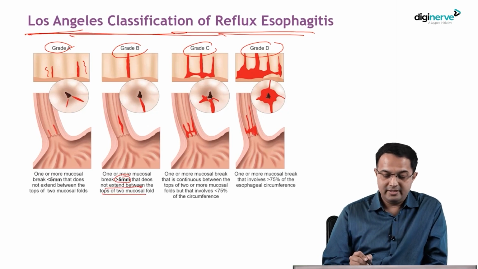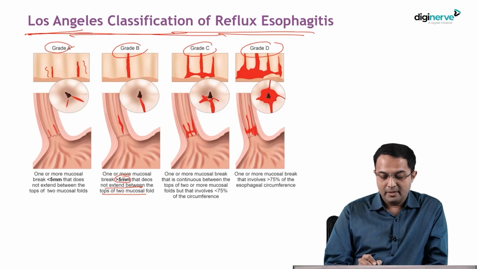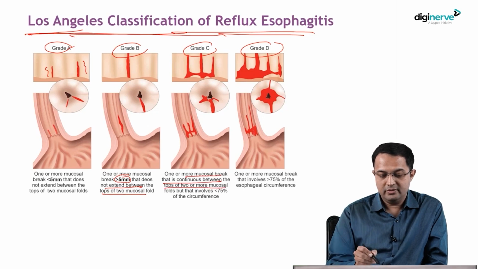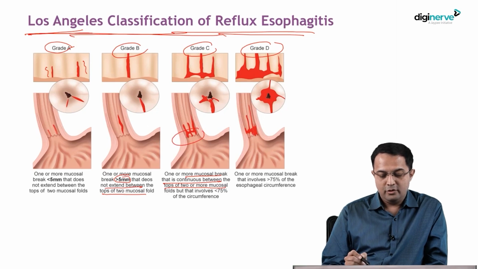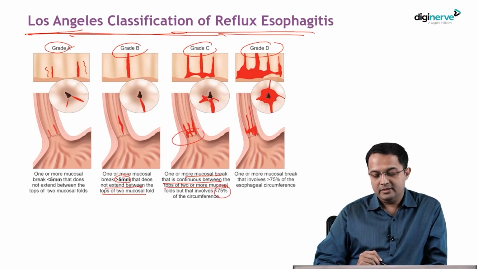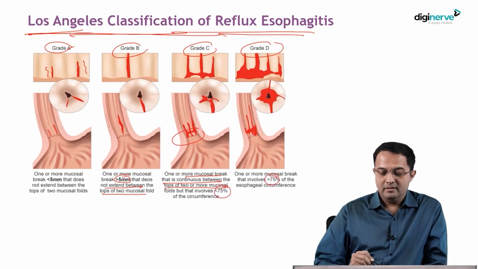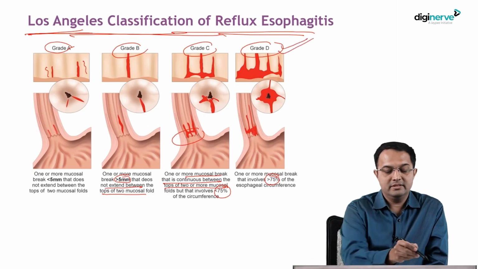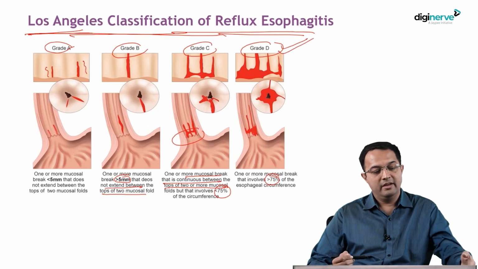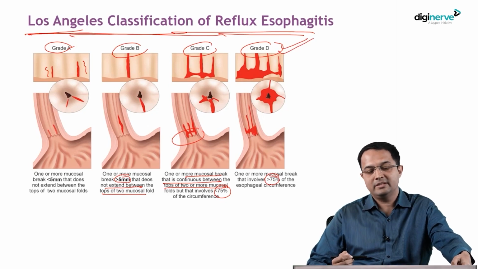But in grade C, the difference is that the mucosal break is continuous between the tops of two mucosal folds. You can see here, the mucosal break is continuous between the tops of two mucosal folds, but it is less than 75% of the circumference. But if it is more than 75% of the circumference, then it is grade D. So this is the Los Angeles classification of reflux esophagitis. They may ask you as an MCQ.